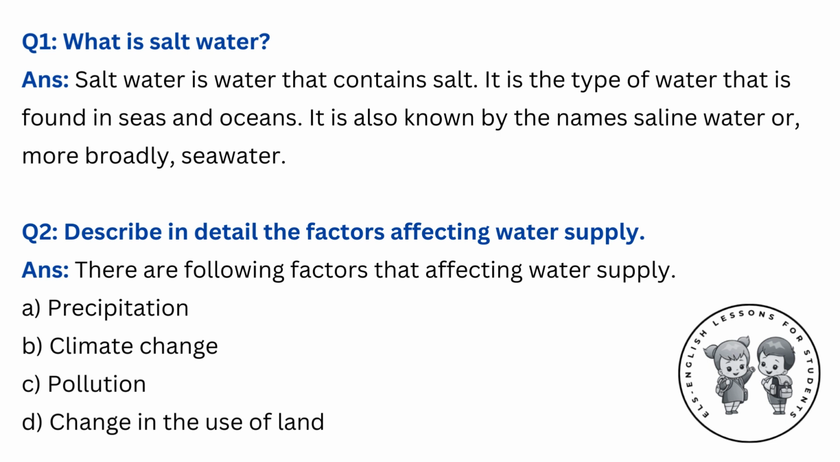Question 2. Describe in detail the factors affecting water supply. Answer. There are the following factors affecting water supply. A. Precipitation. B. Climate change. C. Pollution. D. Change in the use of land.